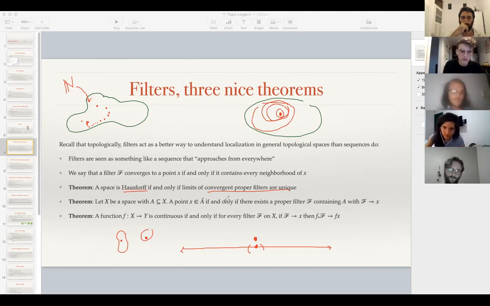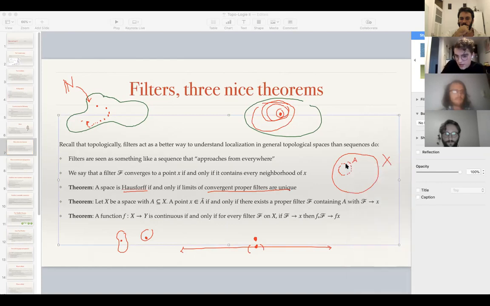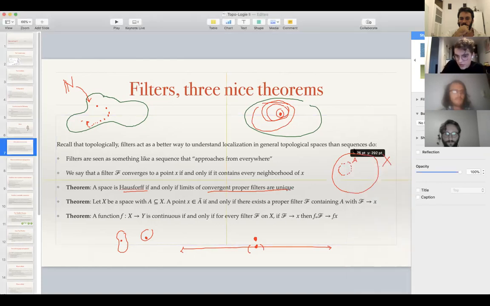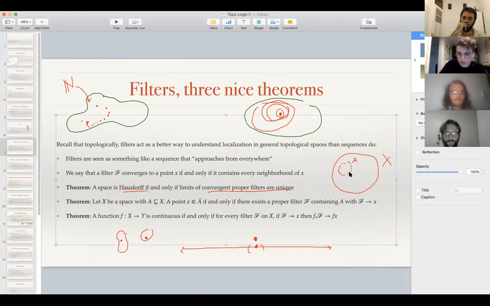a point is in the closure. So maybe I'll draw this. If you have X here, then we have some subset A. A point x is in the closure. The closure is going to be basically, if you imagine here, let me go back one second. There you go. So the closure, a point, for example.